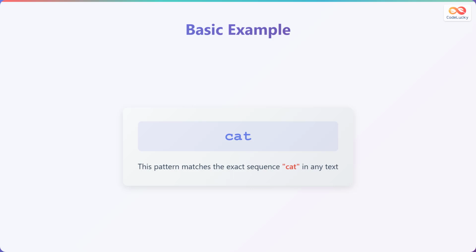Consider a basic example. The regular expression pattern cat will match the exact sequence C, A, and T in any text where they appear together, in that specific order.